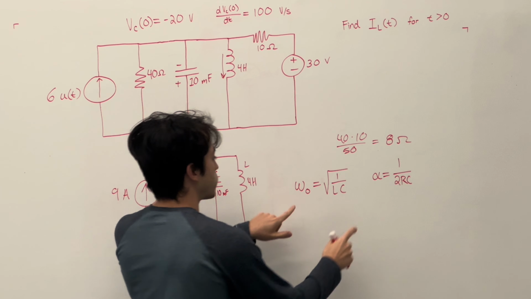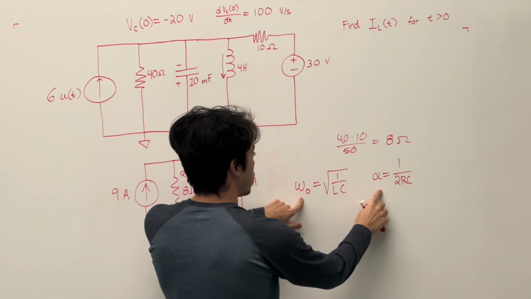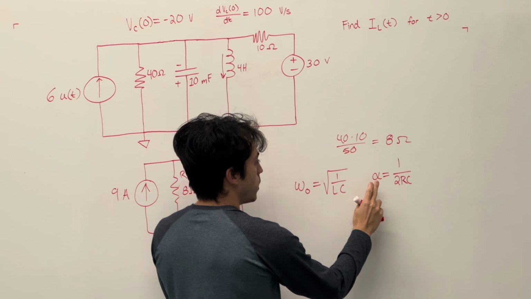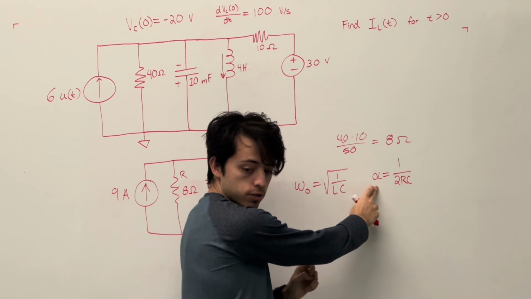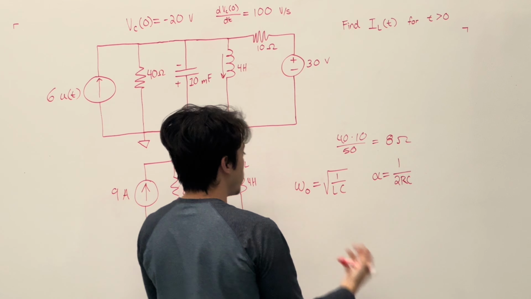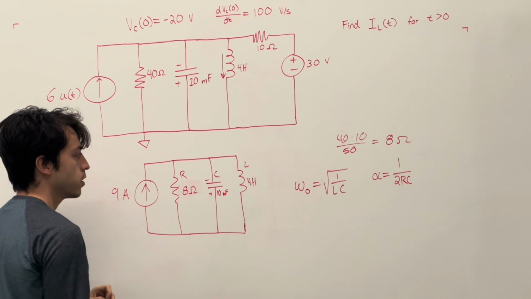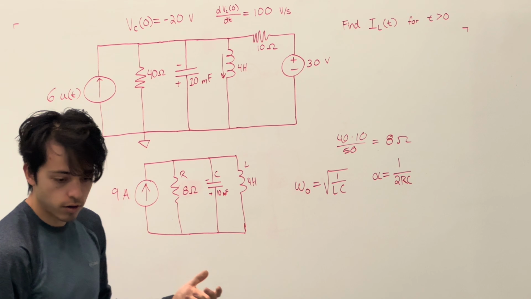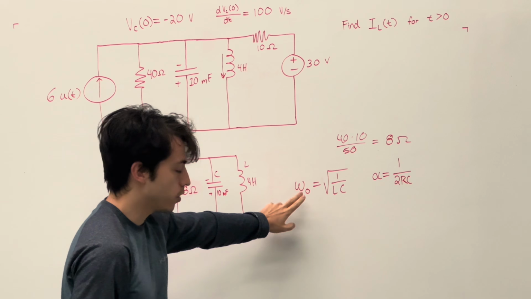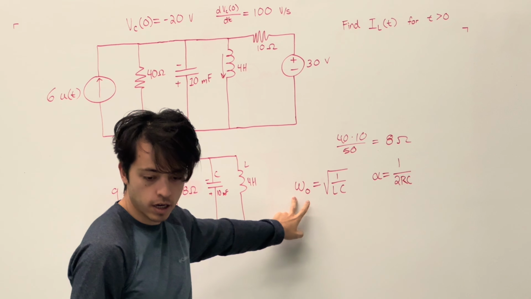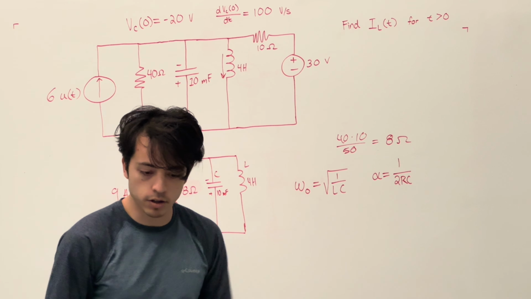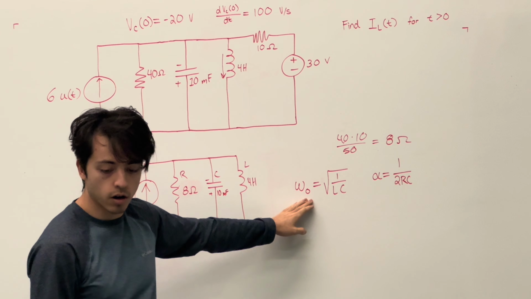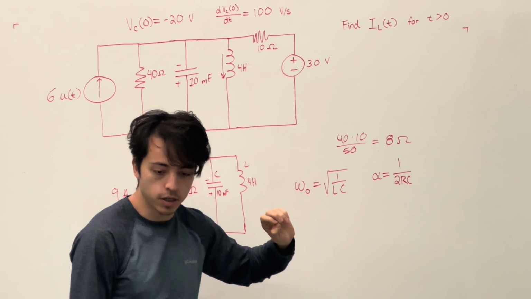Okay, so we have our 2 characteristics here. This is our resonant frequency, and the alpha, which will tell us the dampening characteristics of this circuit. For alpha greater than the resonant frequency, it'll be overdamped. If they are equal, they'll be critically damped. And if alpha is less than omega naught, then it will be underdamped.